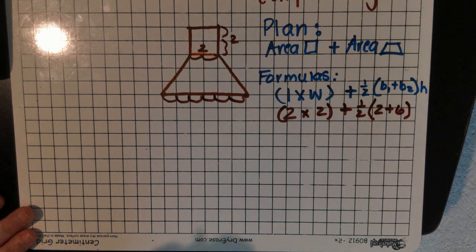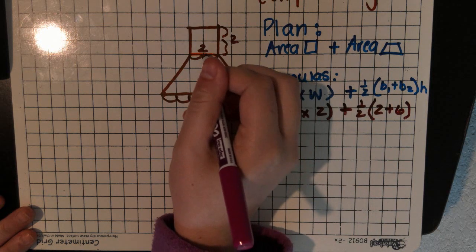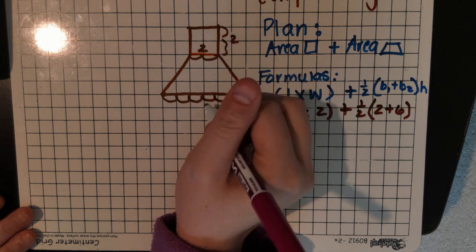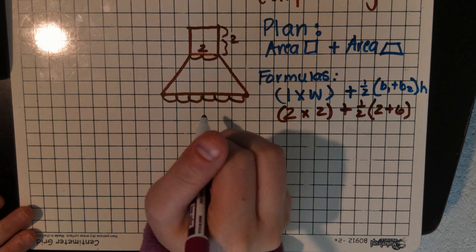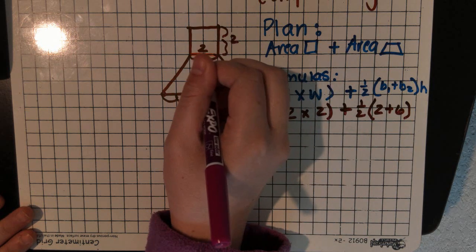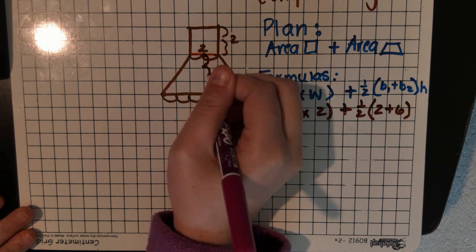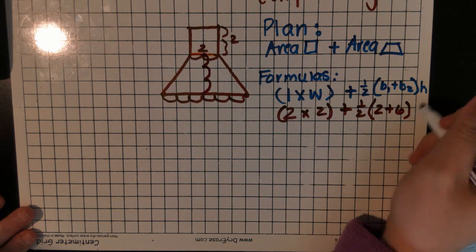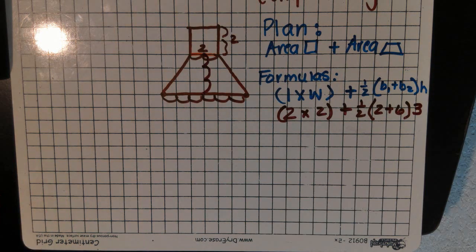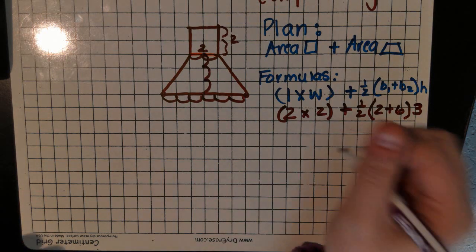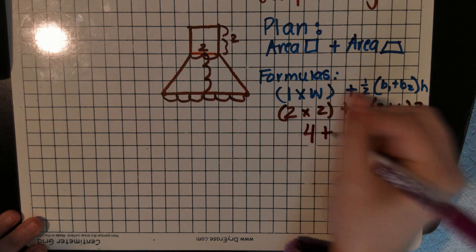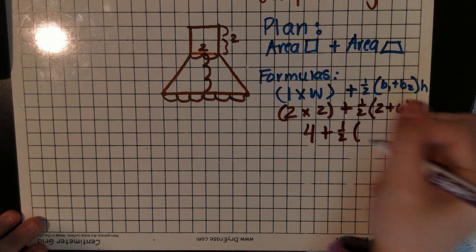Now I'm going to get the height of the trapezoid. The distance between the 2 bases is the height, and I've got to make sure I make a right angle. So I'm going to start from base 1 and count to base 2. 1, 2, 3. The height is 3 units. Now I'm going to find the area of both of the pieces. Well, the square is really easy. I can do that first. 2 times 2 is 4. Done. Now I'm going to do the more complicated formula.